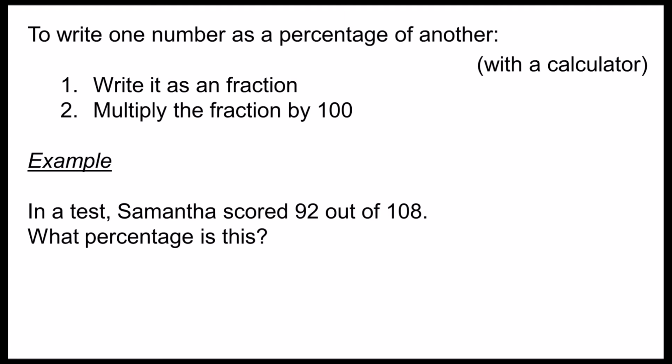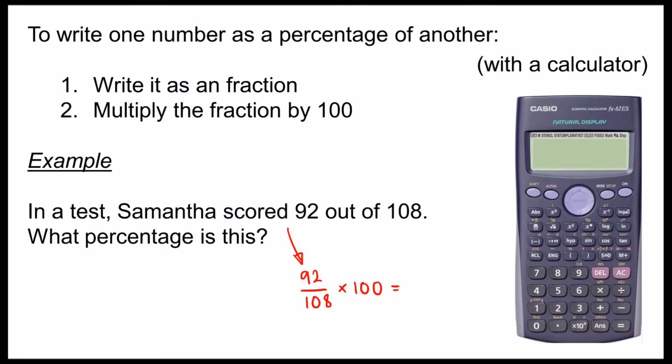So in our example, it asks us to write Samantha's score of 92 out of 108 as a percentage. We can start by writing this score as a fraction. That's 92 out of 108. The next step is to get our calculator and times this by 100. So here's our calculator. I need to press my fraction button. On the top I want 92. I can press down and put 108 on the bottom. Using the right arrow key, I leave my fraction and press times by 100. I can convert my answer to a decimal, and to one decimal place, that's 85.2%.